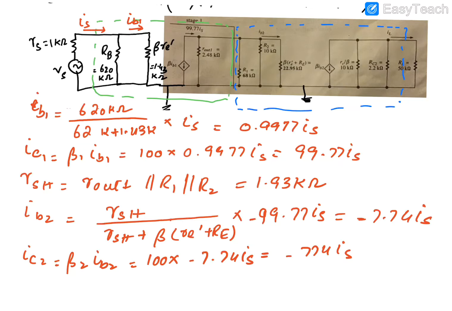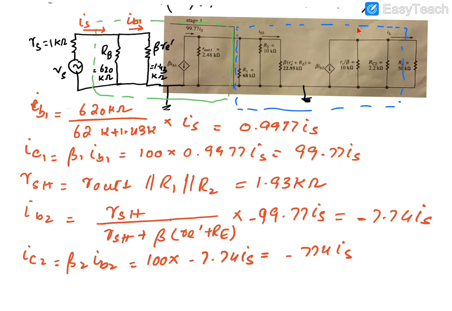Now IC2, the current flowing in this branch or in this direction, is again opposite to that of beta IB2. IC2 is equal to beta2 IB2, and it is equal to 100 times minus 7.74 IS, which is equal to minus 774 IS.